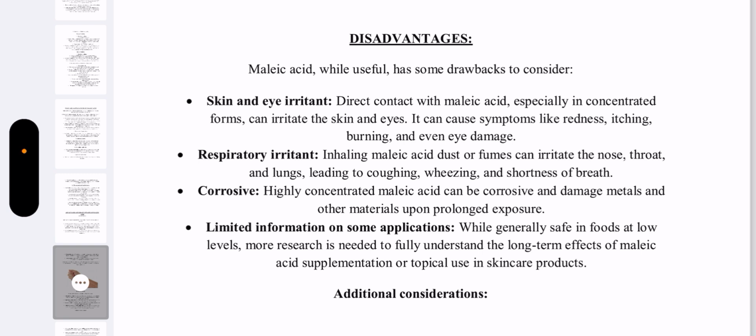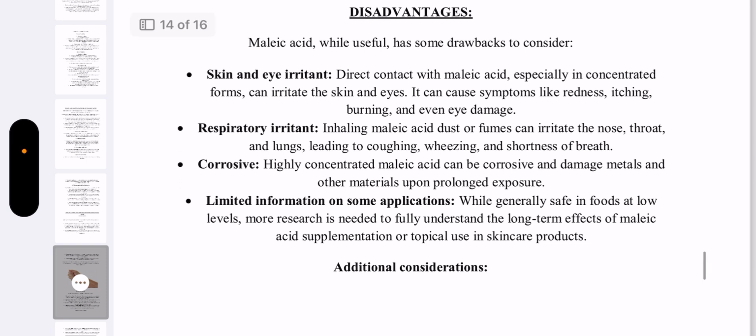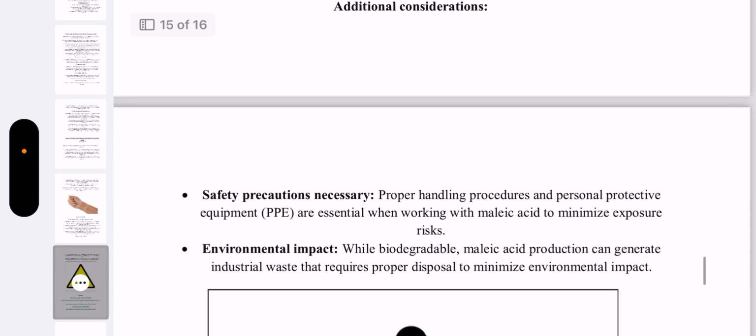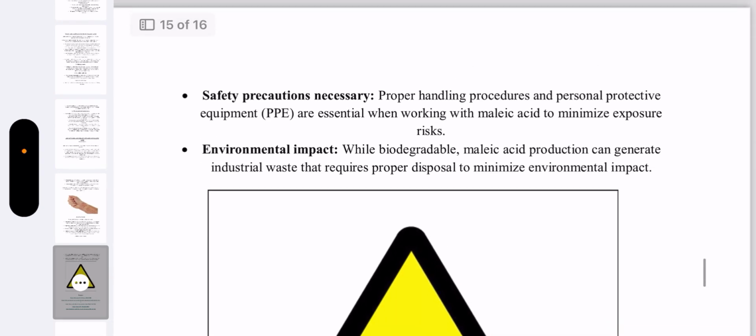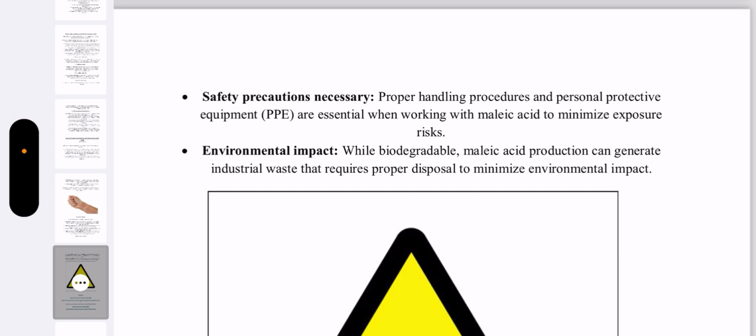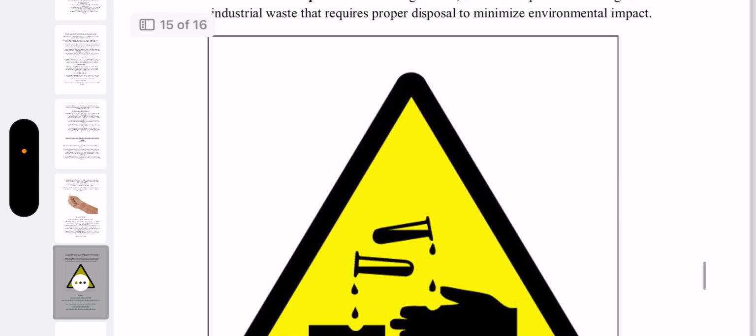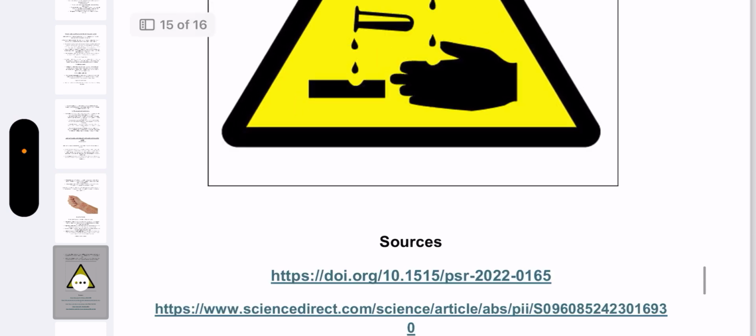Limited information on some applications: while generally safe in food at low levels, more research is needed to fully understand the effects of malic acid in topical use in skincare products. Additional considerations: safety precautions are necessary, and proper handling procedures and personal protective equipment are essential. Environmental impact: malic acid production can generate chemical waste that requires proper disposal to minimize environmental impact.